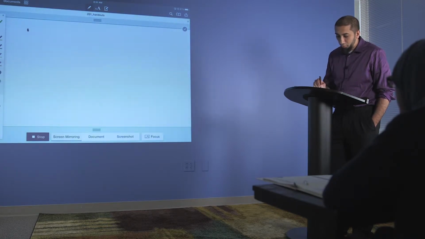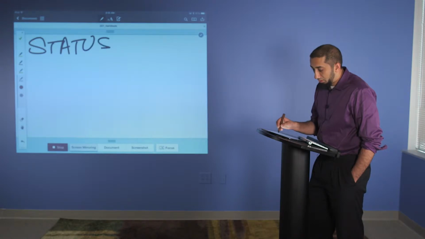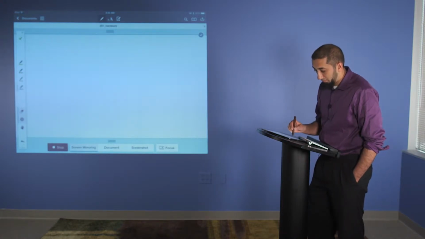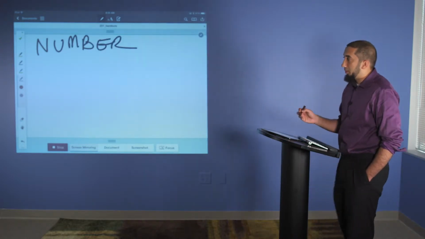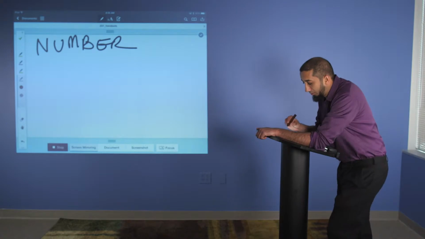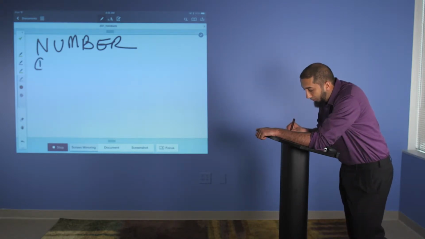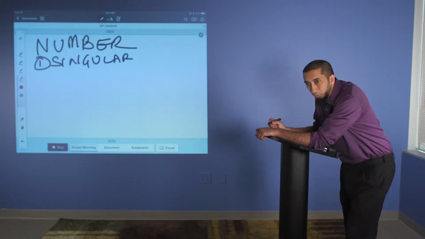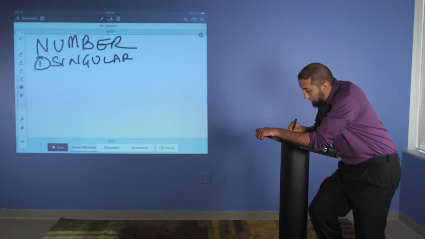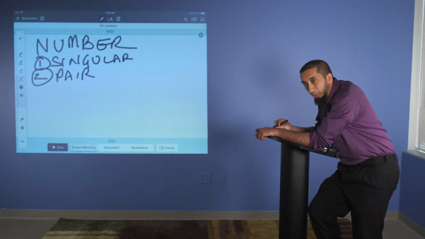So I gave you the map for status, and next to it was another box, which was number. So you're going to write down the map for number now, the box for number. In my opinion, the way to understand number in grammar is that your first bit of notes is about the singular. And you know what the singular is: un, an, in, u, a, i. Then your second bit of notes is about the pair. The pair is always the same, ani or aini.